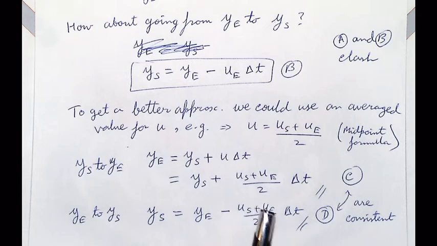Everything we have used here is fully explicit. There are no unknown values, so I can solve for everything exactly.